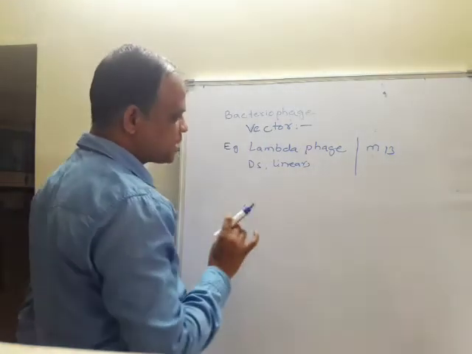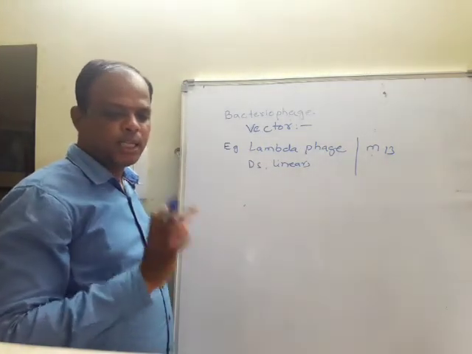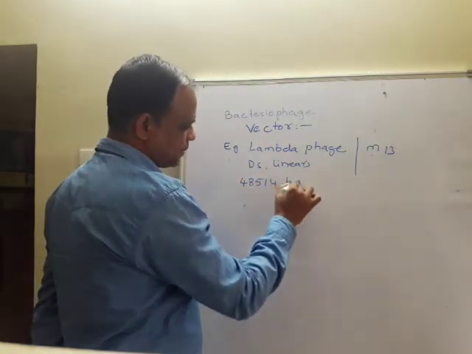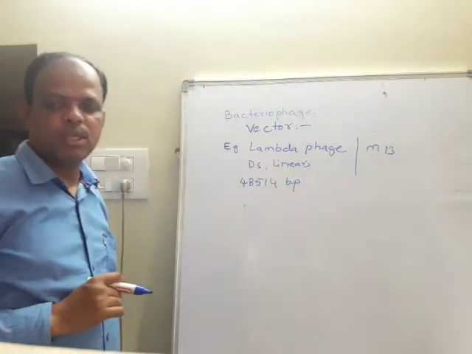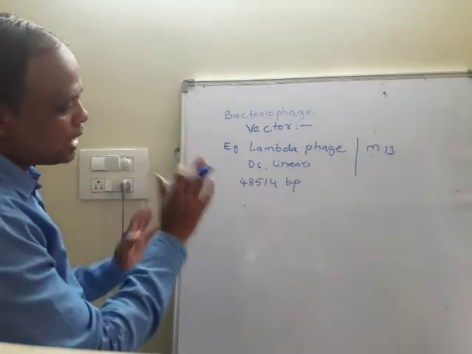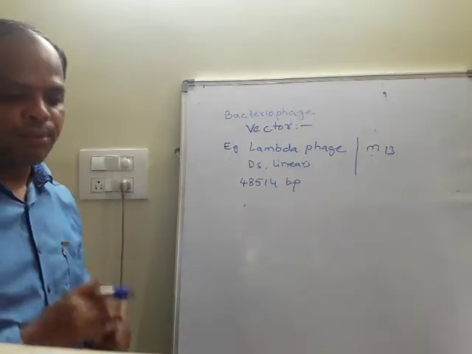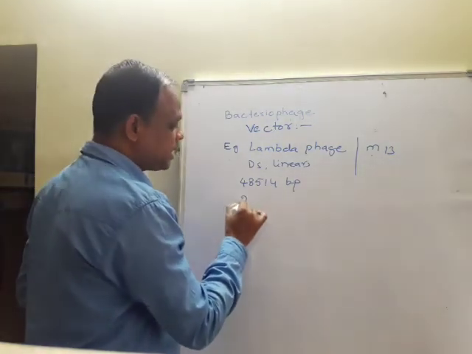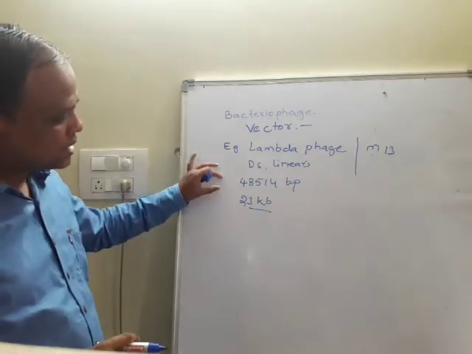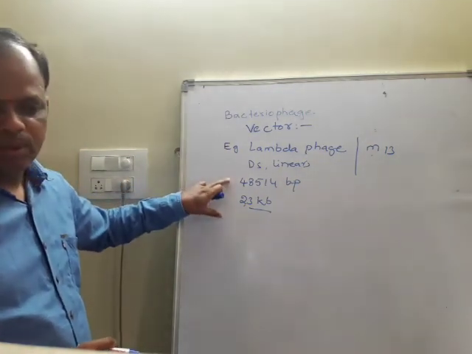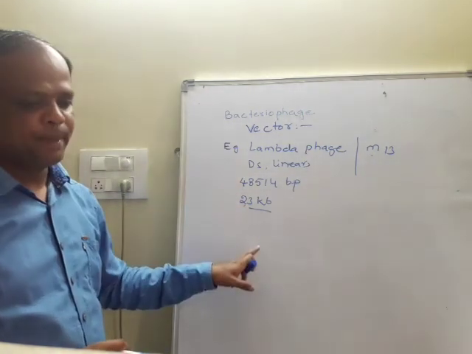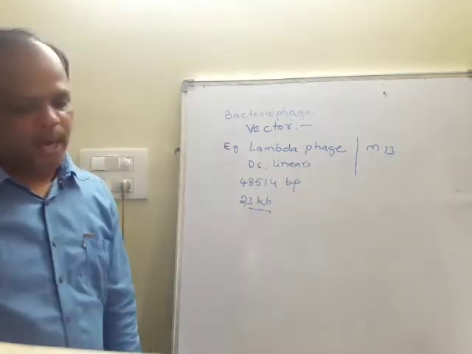And in this vector, the foreign gene is inserted into the 48,514 base pairs. These vectors allow the cloning of DNA fragments up to 23 kbs. So this is the lambda-phage bacteriophage vector.